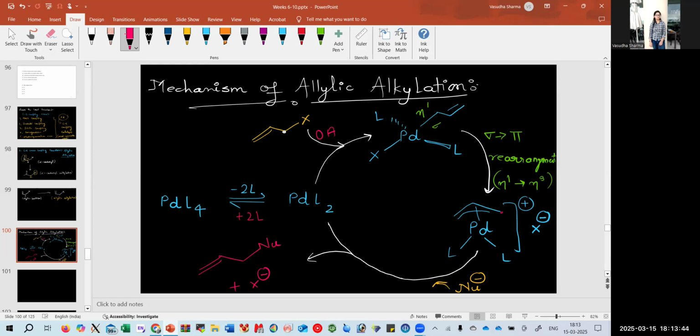So this has been given by Shuji in 1986. So this is the general mechanism of your allylic alkylation, where what we have seen so far is you have a palladium catalyst, which will firstly lose out its two ligands. It would form palladium L2. Now, palladium can accommodate two more sites or groups because it is having that vacant coordination around it.